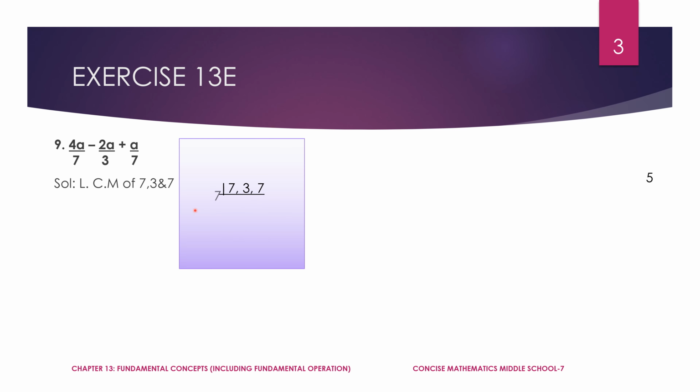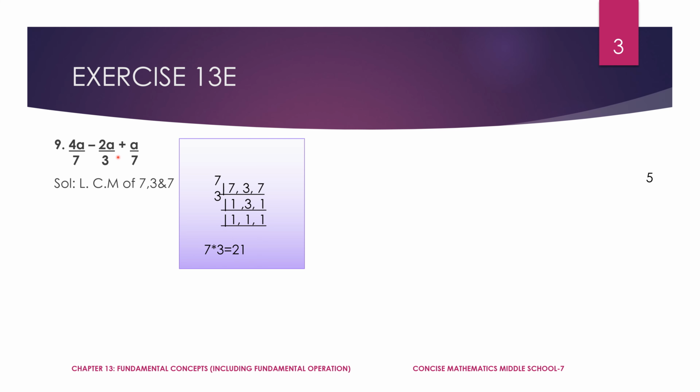Now start with 7, or you can even start with 3. That's not an issue. 7, 1, 3, 1. Now again 3, because 3 is not divisible by 2, right? So when it is divisible by 3, 1, 1, 1, 7 3s are 21. Right? So LCM is 21.